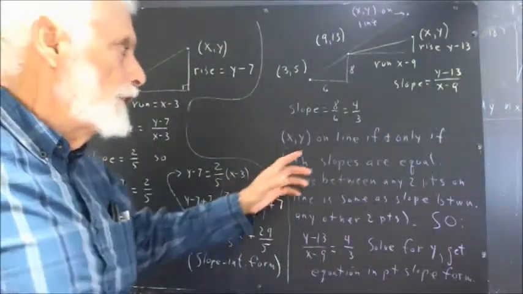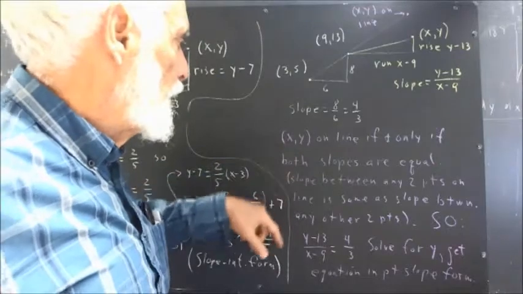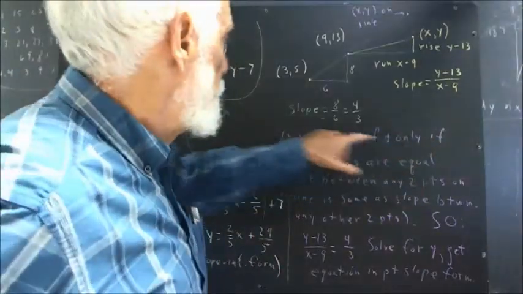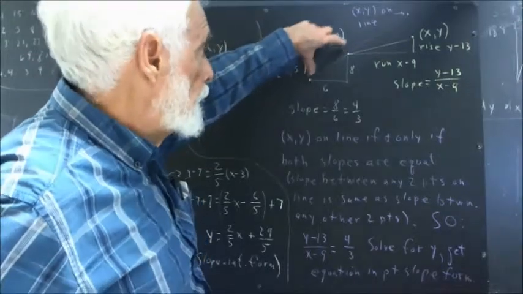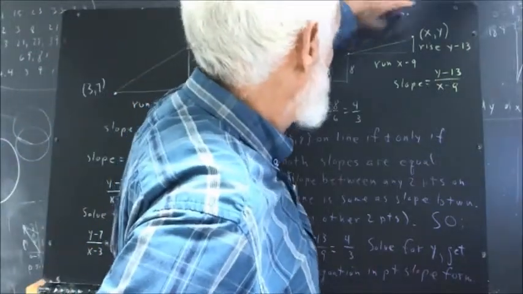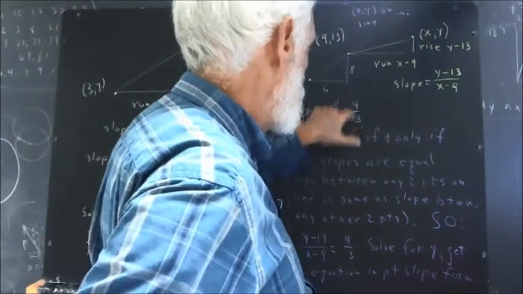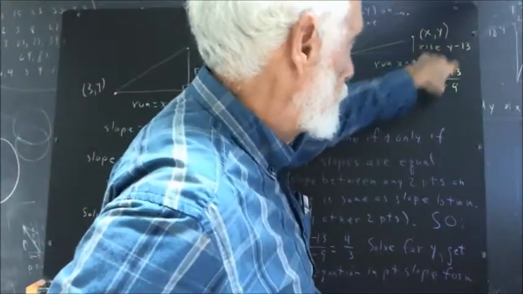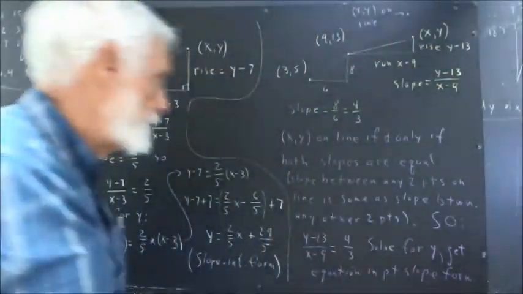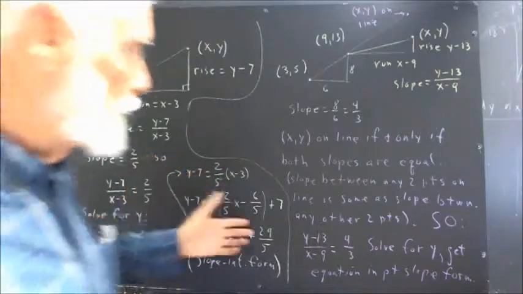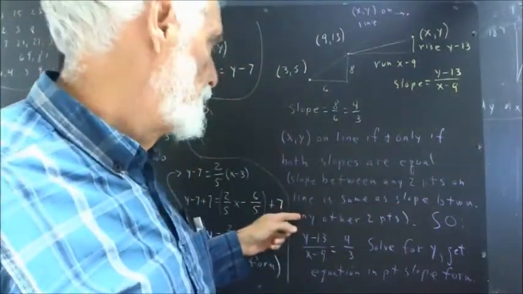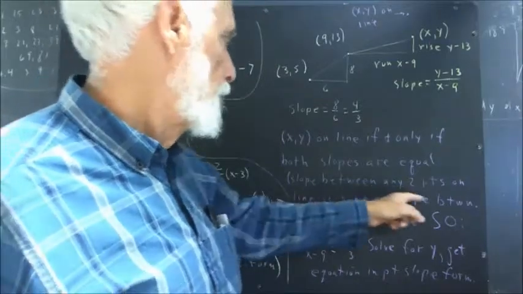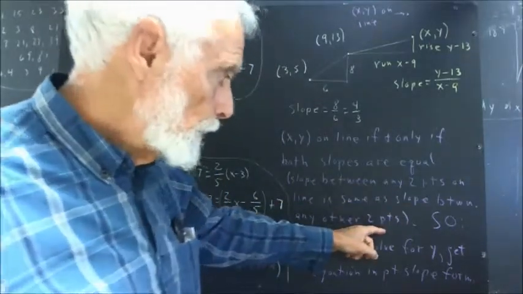And I'll say that then (x, y) lies on the line if and only if both of these slopes are equal, both the slope of this triangle and the slope of this triangle. In other words, the slope 4/3 and the slope y minus 13 over x minus 9. Why is that? It's because the slope between any 2 points on the same straight line is the same as the slope between any other 2 points.